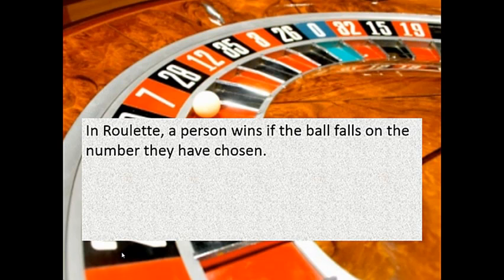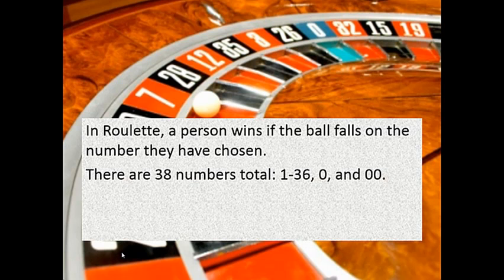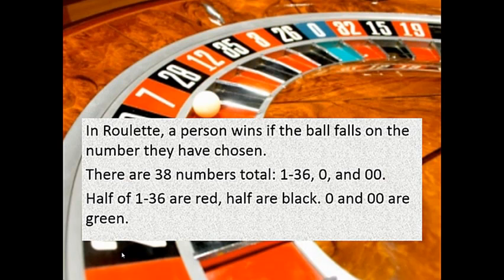The casino game of roulette consists of a large wheel that is spun and a small ball that is dropped on the wheel. A person wins if the ball falls on the number they have chosen. There are 38 numbers altogether, 1 through 36, 0 and 00. Half the numbers 1 through 36 are red, while the other half are black. 0 and 00 are green.